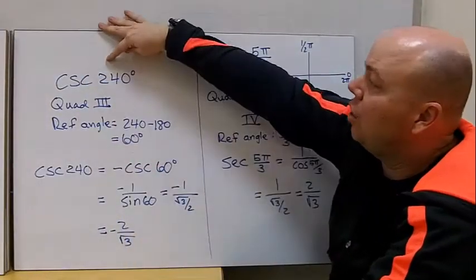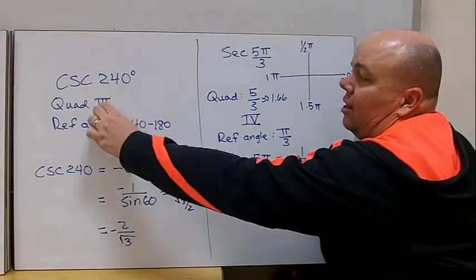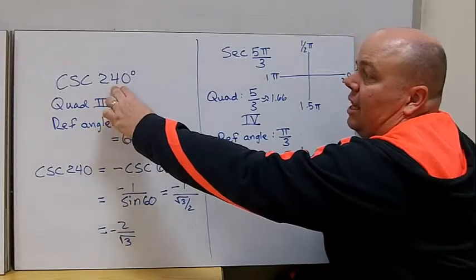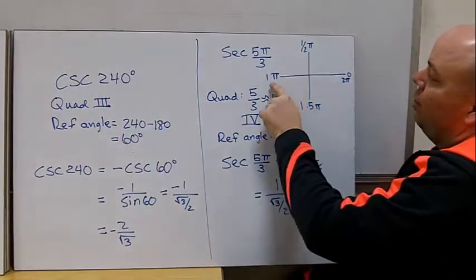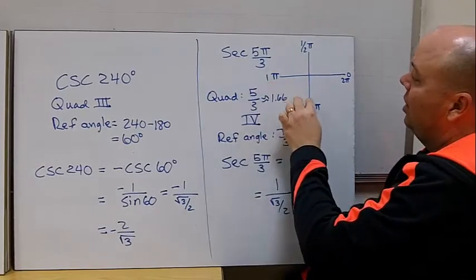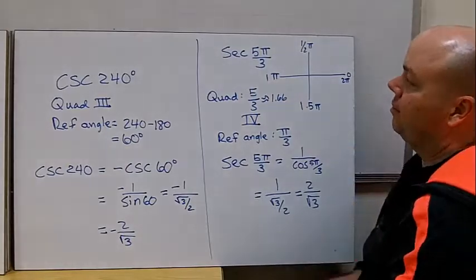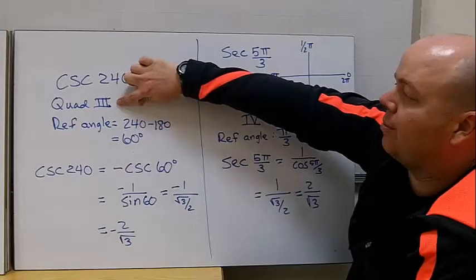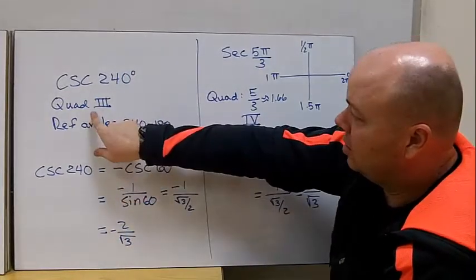Another example, cosecant of 240 degrees. Cosecant of 240 degrees is in the third quadrant. If you think about the picture, like this one, the third quadrant would be, this is 180, this is 270, 240 is down here. So it's in quadrant 3. Cosecant, let's look at that.